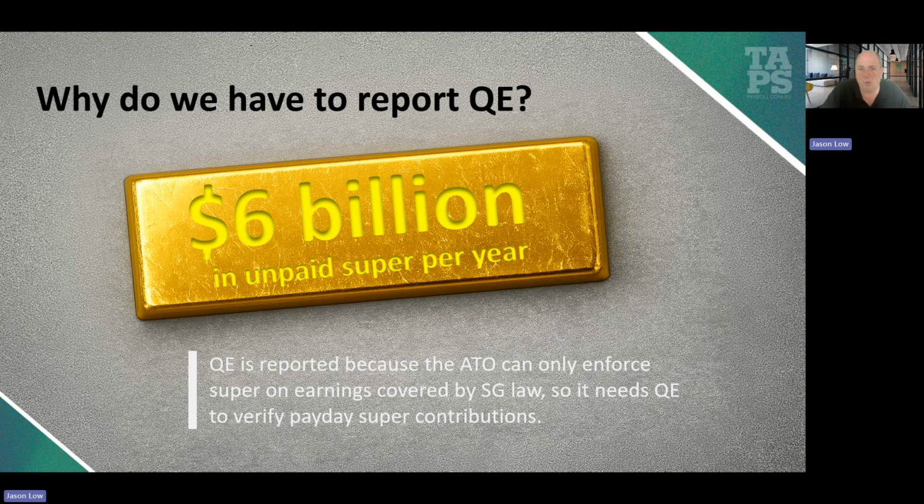So the question becomes why? Why do we have to report QE? And it all comes down to the fact that the ATO has done some research and they have realized that each year about $6 billion in super is unpaid. And they want to make sure that those employees are getting that $6 billion worth of super. However, here's the problem. The ATO only has authority to enforce the laws about ATO super. They can't enforce other laws.